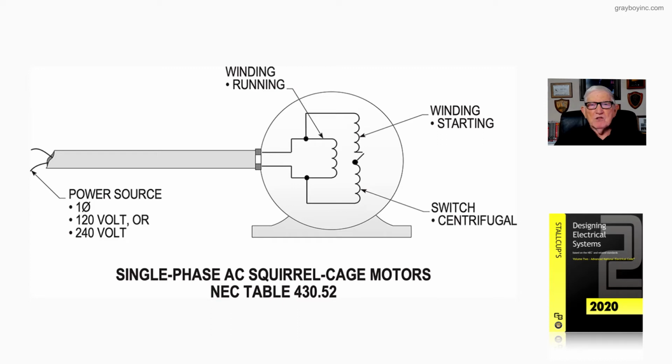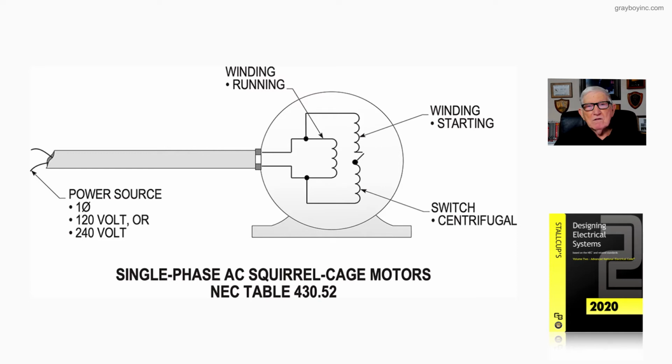Now we select the type of motor we're dealing with and place it in that table, and then we would select our percentages from our table 430.52, based upon the overcurrent protection device that we select to allow the motor to start and run and accelerate the load.